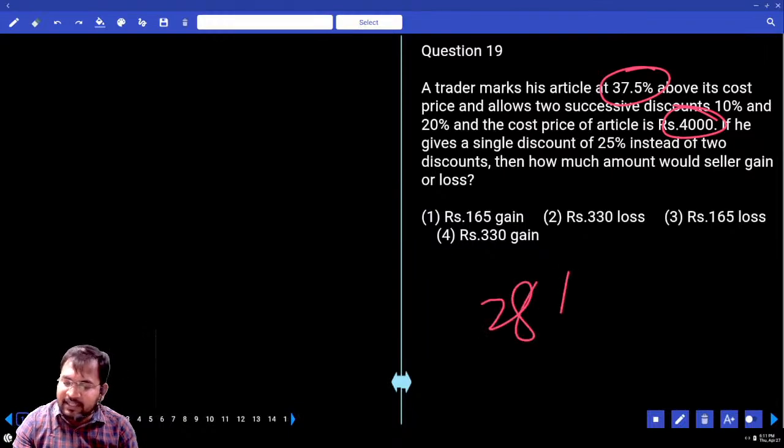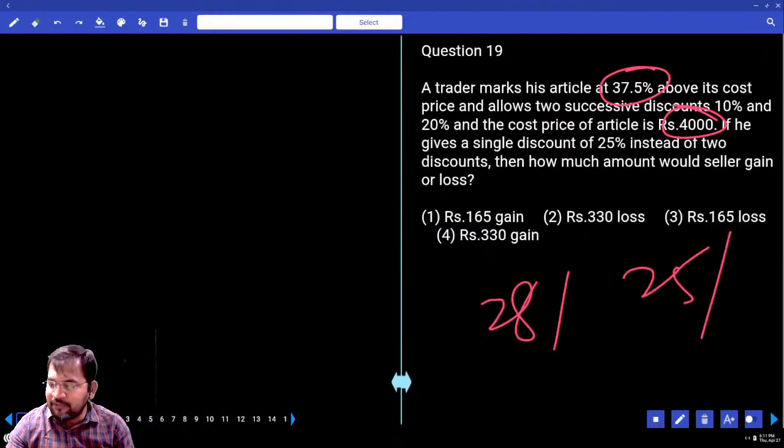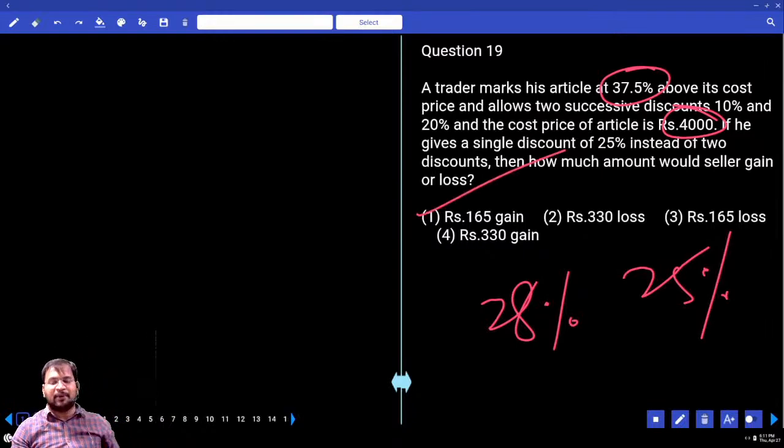First case is 28, second case is 25. Then the difference is how much? 3%. 3% of 5,500 is 165. 1% is 55, 3% is 165. Your answer is 165. Are you clear?